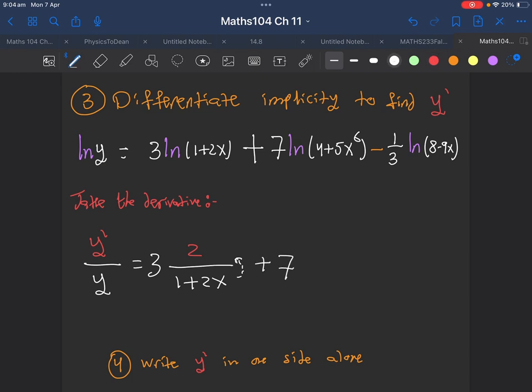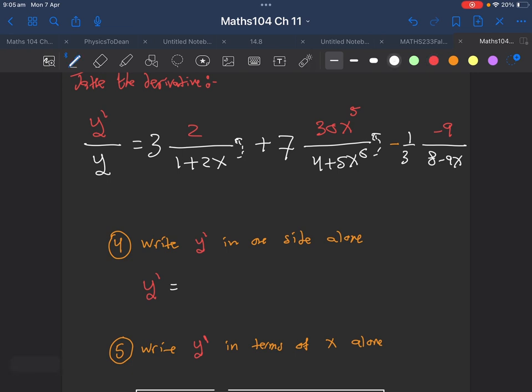Plus 7. We do the same thing. 4 plus 5x power 6. And then we write the derivative of the denominator, which is 30x power 5. Finally, we have a minus. We have 1 over 3. 8 minus 9x, what's the derivative of the denominator? Just minus 9.